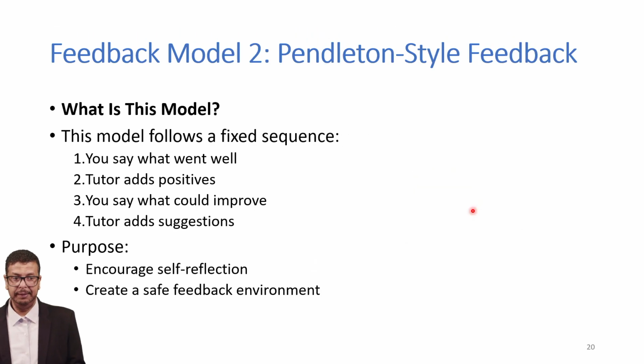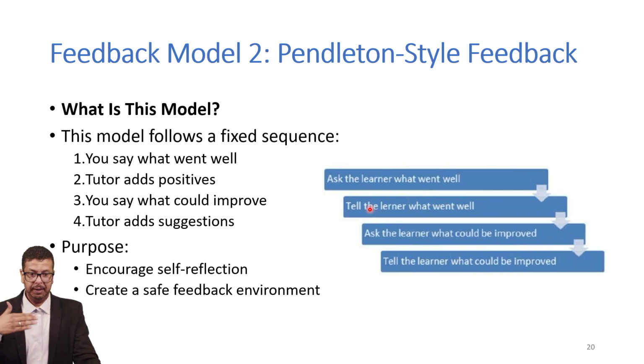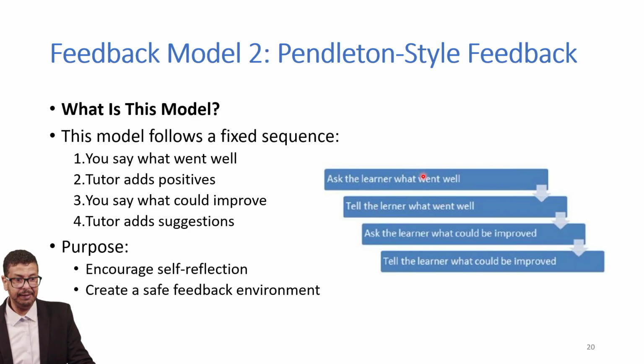The second model, also commonly used, is the ABCDE model. In this model, as educators, they ask the learner what went well, and then they tell the learner what went well, and then they ask the learner what could be improved. Then, as educator, they tell the learner what could be improved.